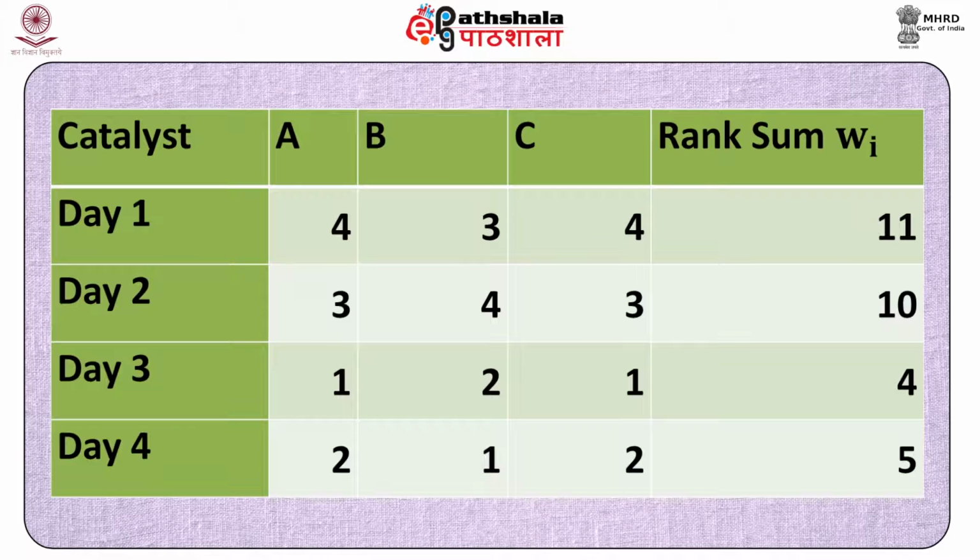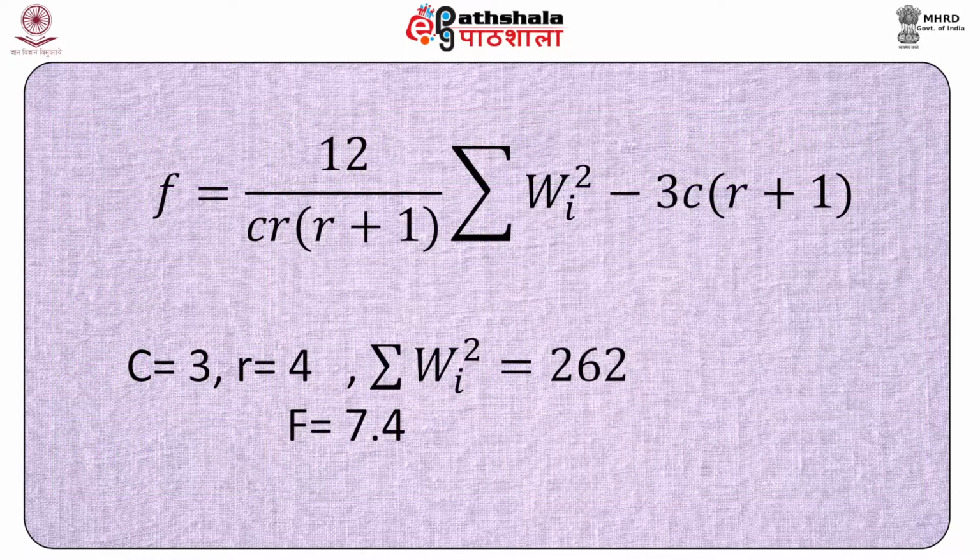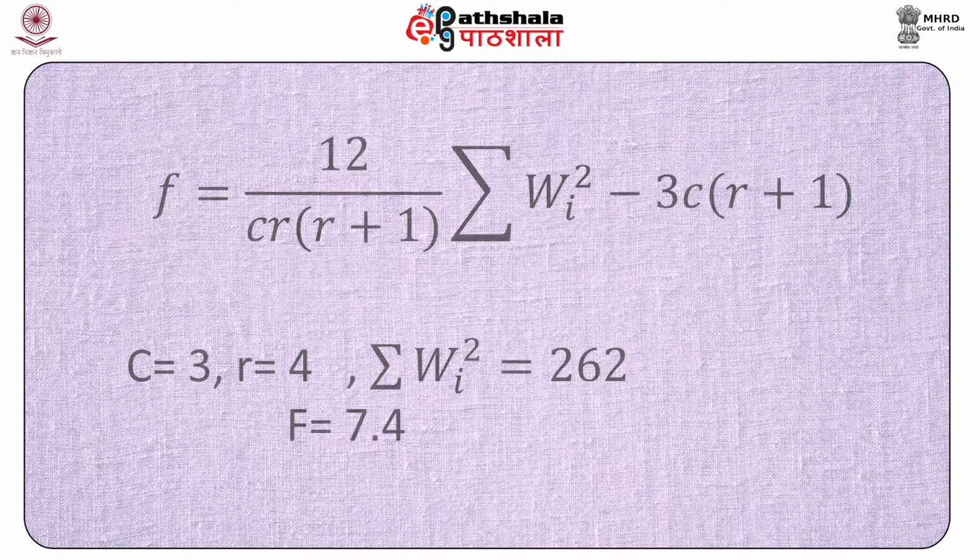Suppose we are interested in testing whether day affects efficiency. We will create a transpose of the given table and ranks would be given for each catalyst. As you can see, this is the transpose of the given table. F here is 7.4 because C is 3, R is 4, sigma Wi square is 262.